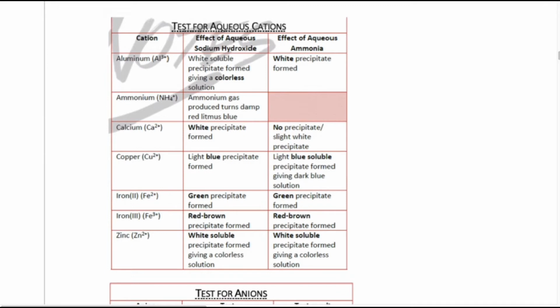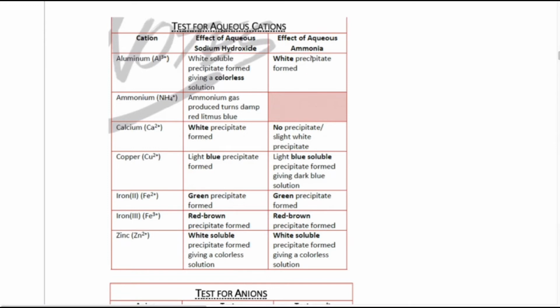So what happened here is, you see white soluble precipitate forming, giving a colorless solution. It means the precipitate gives a colorless solution. That means actually there are 2 steps. First, you add a little bit of sodium hydroxide, it forms a white precipitate. Then you add sodium hydroxide in excess, then the white precipitate dissolves in the solution to form a colorless solution. If this is the observation, then the cation is aluminium 3+. So you see, the chemistry becomes very deep already now.